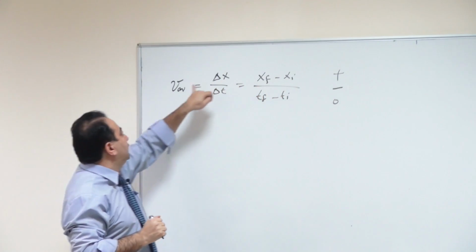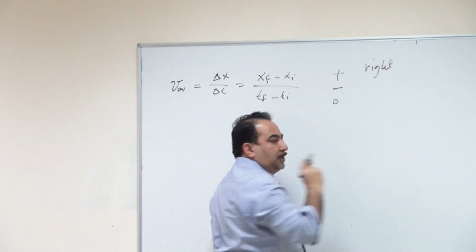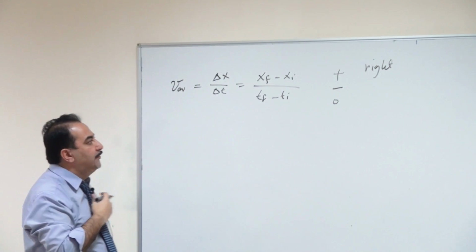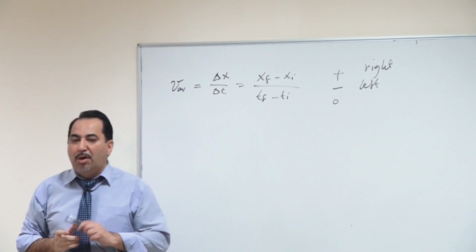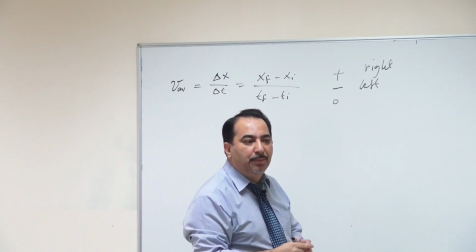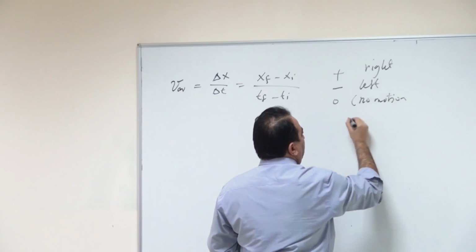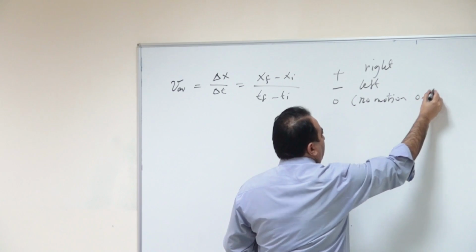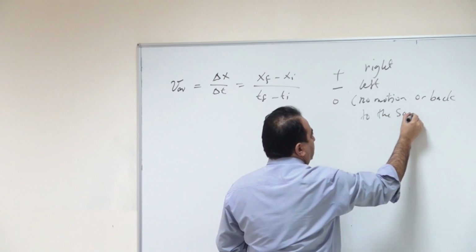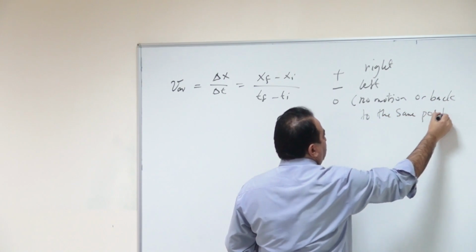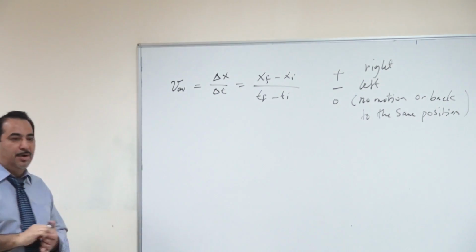Positive means the motion is to the right. Negative, to the left. 0 means no motion, or back to the same position or point. So this is about average velocity.